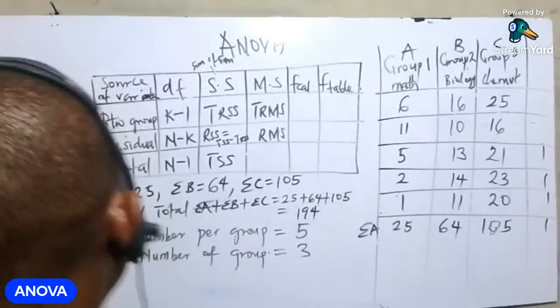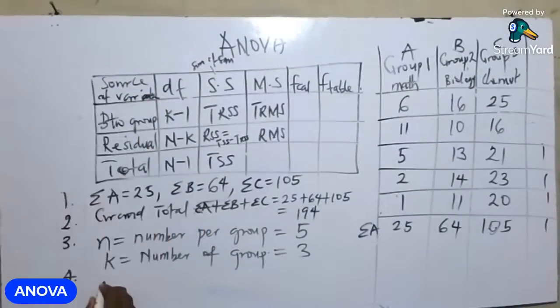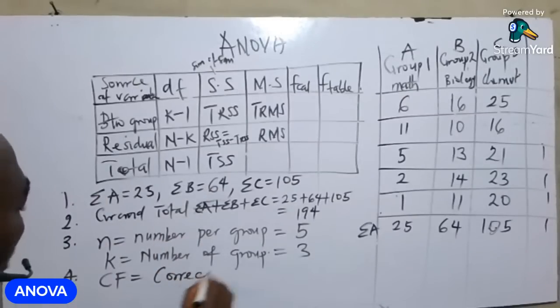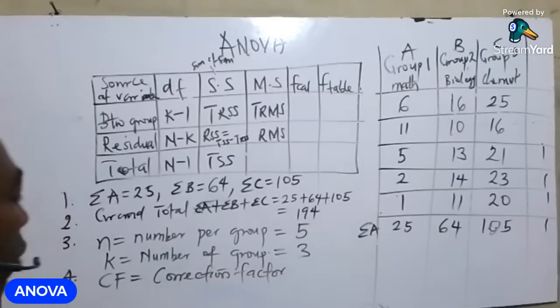All right, so let's move on to step 4. Step 4 is to find our CF. What do we mean by CF? The CF is the correction factor.